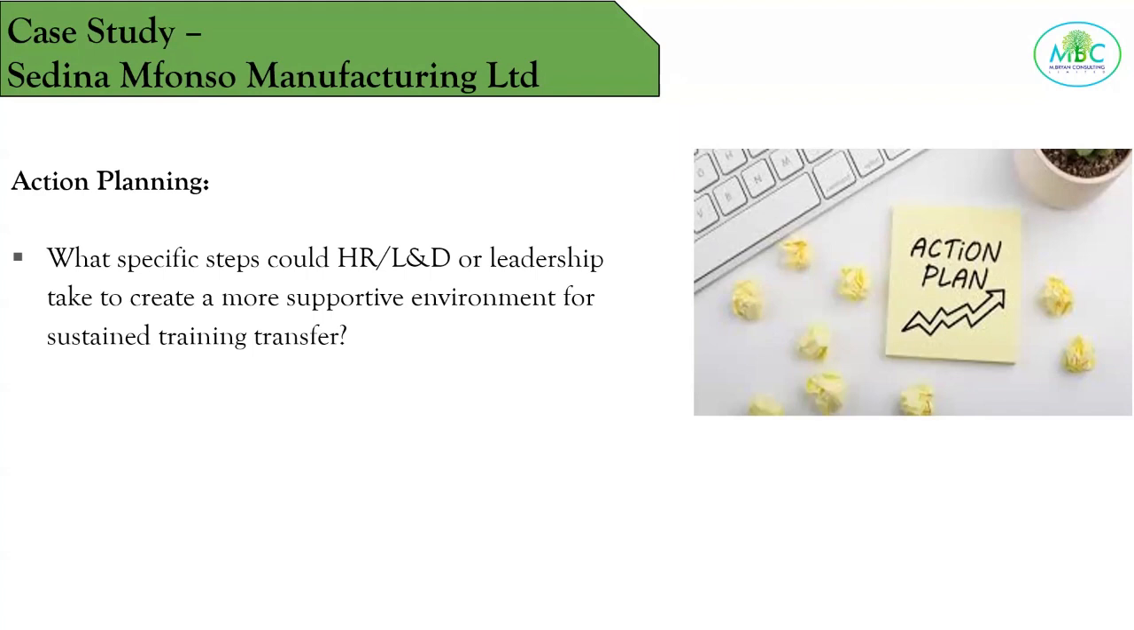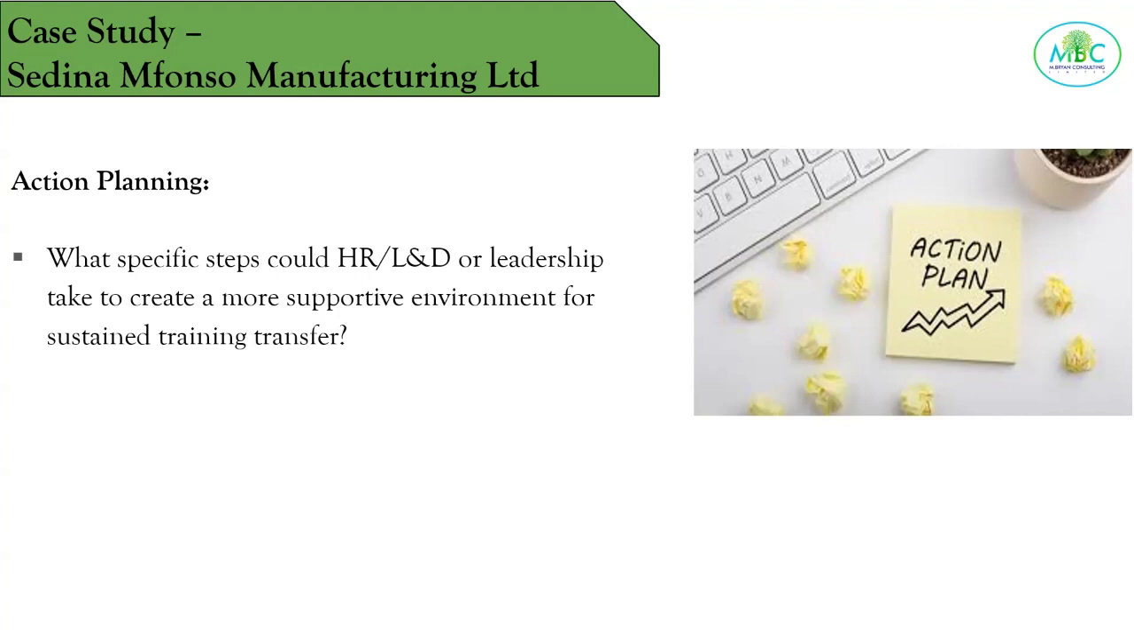The first step that the leadership or HR and L&D should do is, one, they should establish leadership involvement. And what do I mean by that? By establishing leadership involvement, what do I mean by that? They should train supervisors on how to actively support. Some supervisors don't know how to support people. It's not their fault, they don't know.